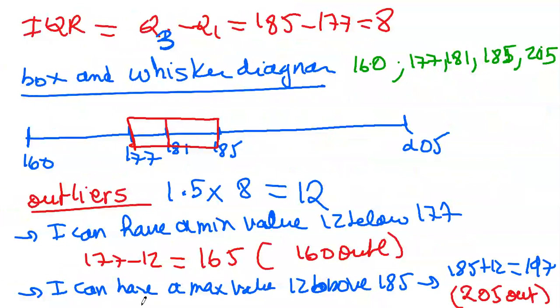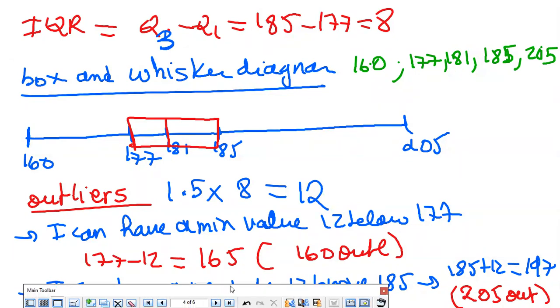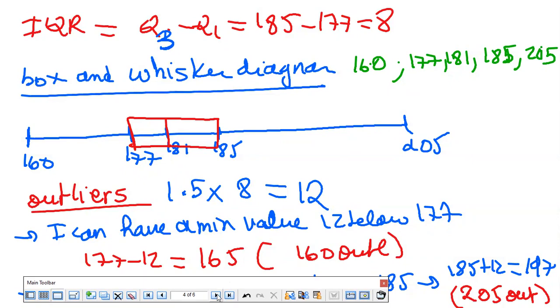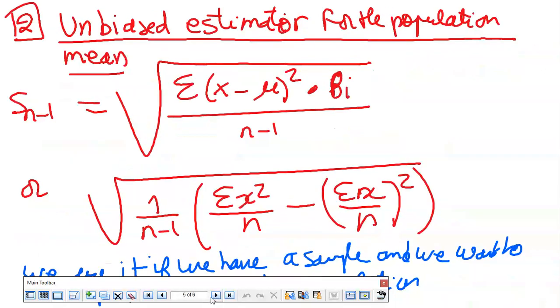Now let's see if I have another outlier. I can have a maximum value 12 above 185. So the maximum that I can have is 197. So I have another outlier. What is my other outlier? It's 205. So that's it. It's very simple and very easy. And this is what I was talking about in the preceding video.